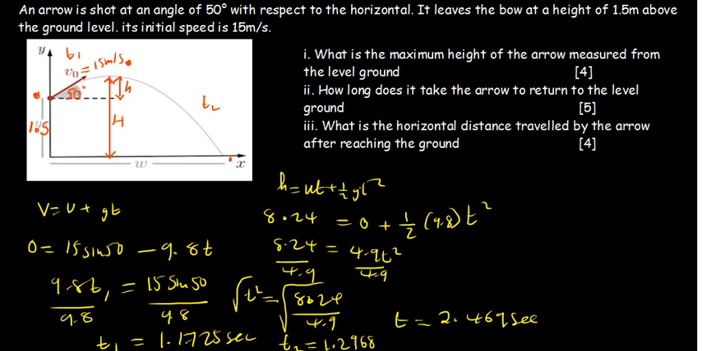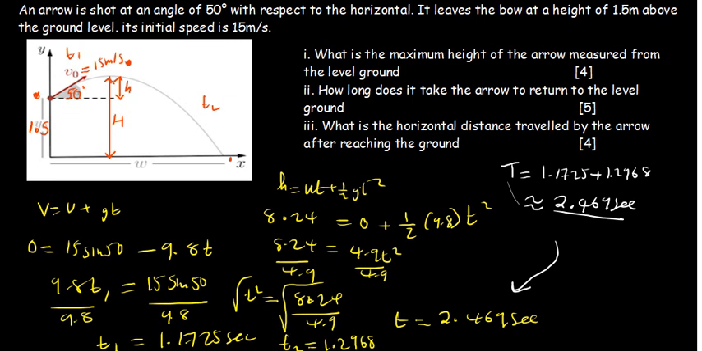So if we want the total time of flight from the beginning of motion to the very bottom, we're supposed to add these two times. So capital T is going to be 1.1725 plus 1.2968. And that will give us an approximate value of 2.469 seconds. So we see that whether you use this formula or this formula, you're going to get the same value. So we're also able to use that one.